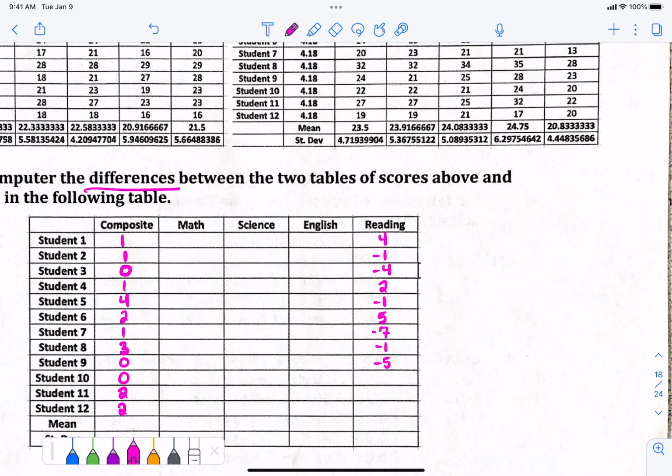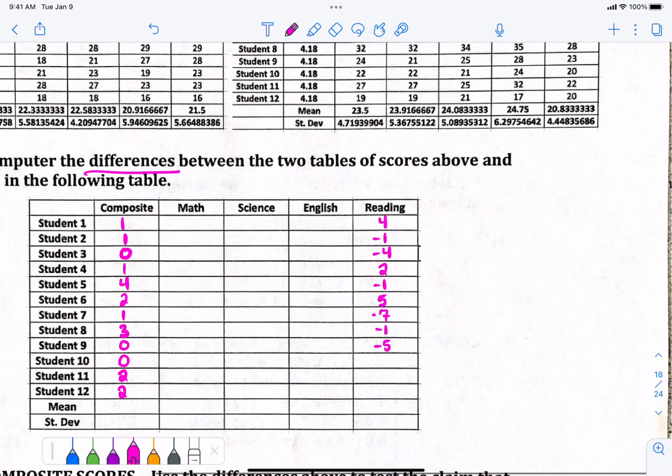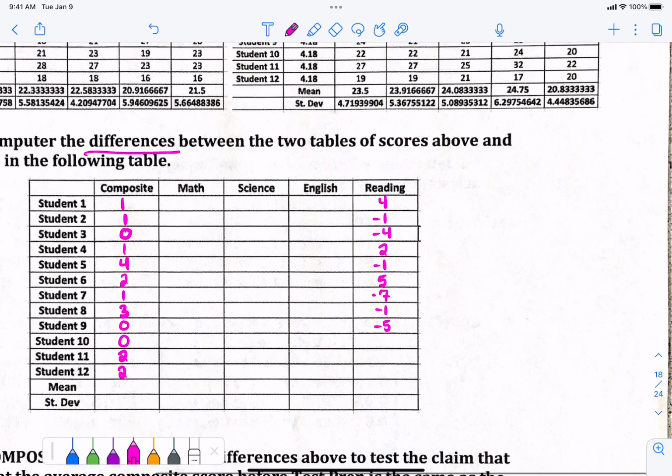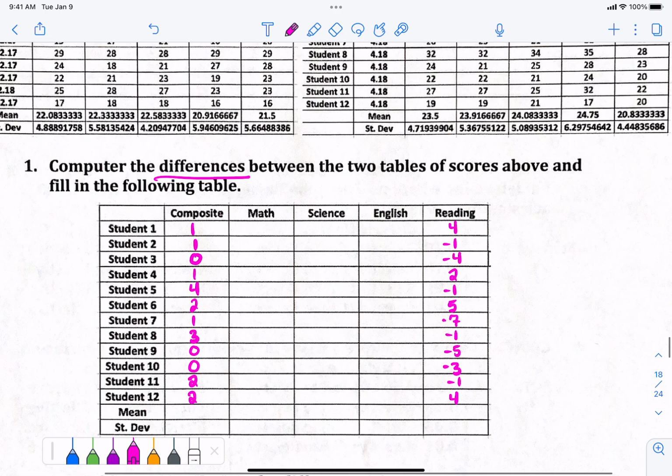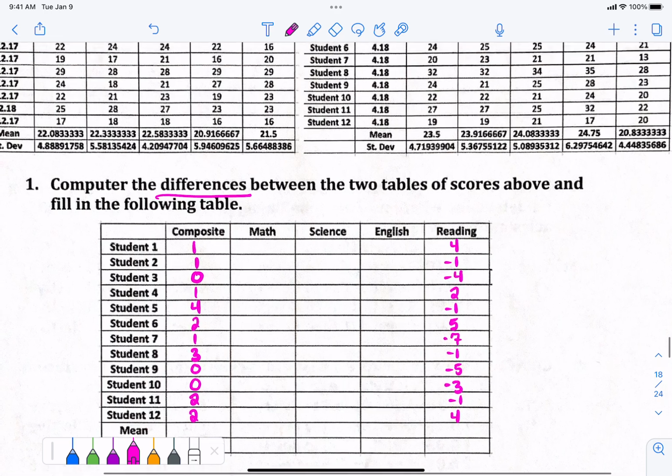So negatives get put on here too? Yes. I'm literally so bad at math. Don't look at my answers. All right, somebody do the composite and the reading to make sure that I'm correct.